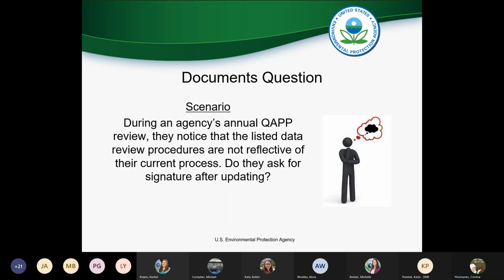Okay, and here we have another scenario. During your agency's annual QAP review, you notice that the listed data review project procedures are not reflective of what's currently being performed. Do you have to update your QAP, and do you ask for signature after that update? A bit more of an involved question. Again, we invite you to submit your answers in the chat.